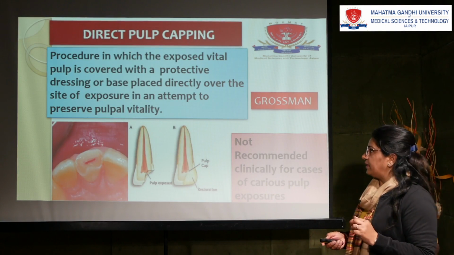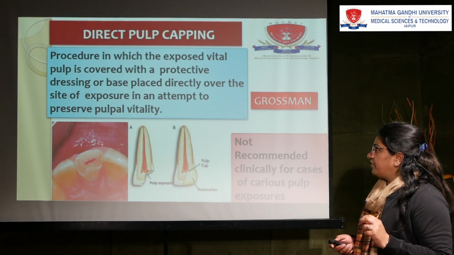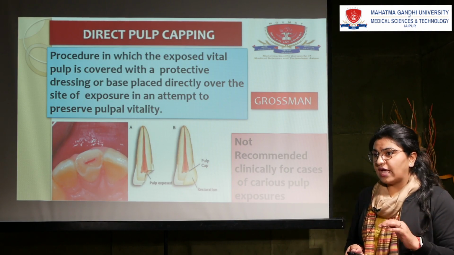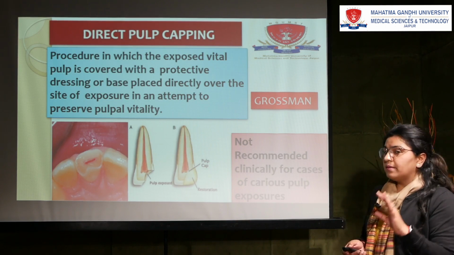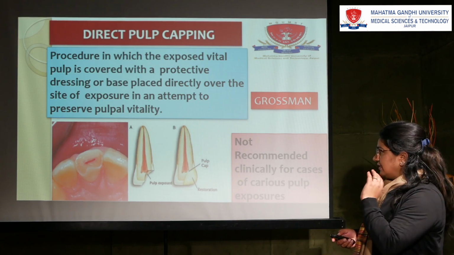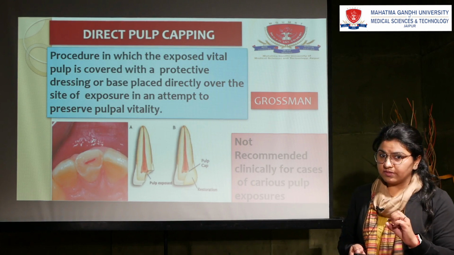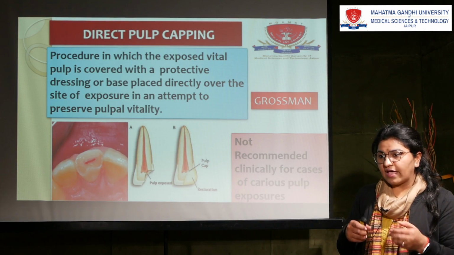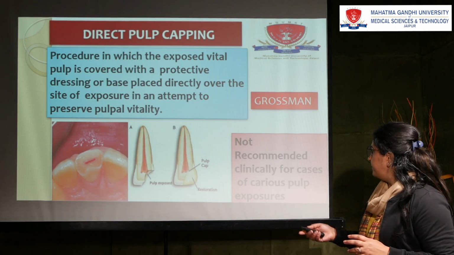Then direct pulp capping. This is a procedure in which the exposed vital pulp is covered with a protective dressing or base which is placed directly over the site of exposure. In the previous, we still had a layer of dentine. Here there is a direct exposure, but in cases like trauma, where as I mentioned the bacterial contamination is minimal, or by chance an iatrogenic error has occurred while preparing a cavity and you have exposed a pulp, in all these cases it can be taken up.